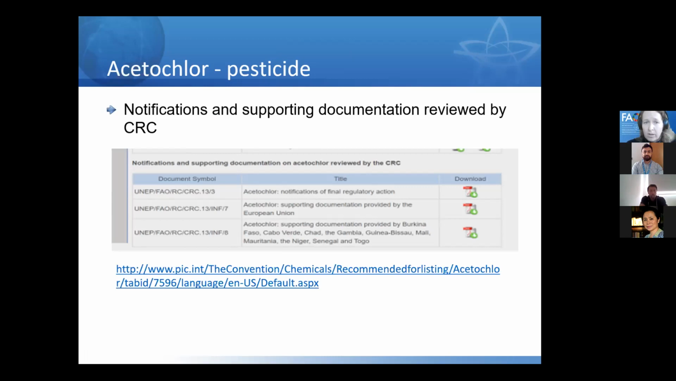For Acetochlor, there are the notifications where the final regulatory actions were based on, available from 2 PIC regions: from the European Union and 10 West African countries, namely Burkina Faso, Cabo Verde, Chad, Gambia, Guinea-Bissau, Mali, Mauritania, the Niger, Senegal, and Togo. And if you're interested in these notifications on the final regulatory actions, the documents can be downloaded here, including the supporting documentations which were submitted by the parties.